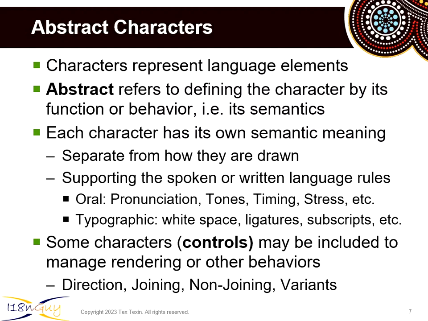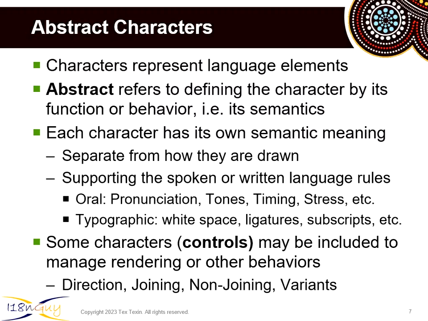So some symbols, as I mentioned, are for oral or verbal purposes: pronunciation, tones, timing, stress. Some may be more specific to writing, for example, some typographic symbols, including things like white space or subscripts and superscripts, because how they are drawn is part of describing some of the semantic meaning. Some characters may also be included in order to manage rendering or other behaviors. These are called control characters.